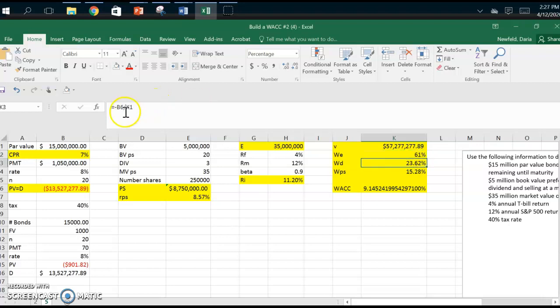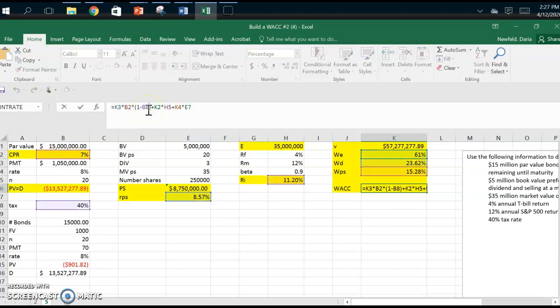I do the same thing for debt. And again, make sure you put that negative sign in there for debt. So I can see that my firm is 23.62% debt financed. And finally, this is my market value of preferred stock divided by V. So I can see that it's 15.28% preferred stock financed. Now I plug everything into my WACC equation to get my overall weighted average cost of capital.